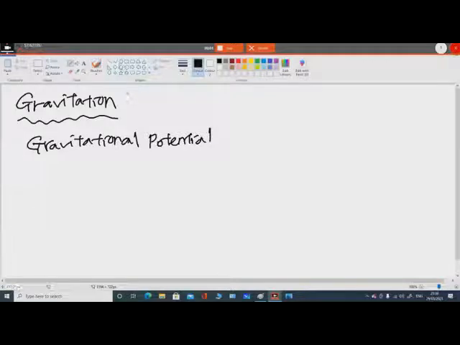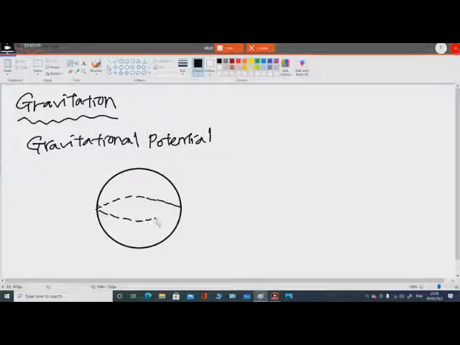Okay, let's continue our chapter on gravitation. Let me draw a circle. This one will be our Earth, which is a sphere. Let's say we have an object here with mass m. This mass is moving towards the Earth.